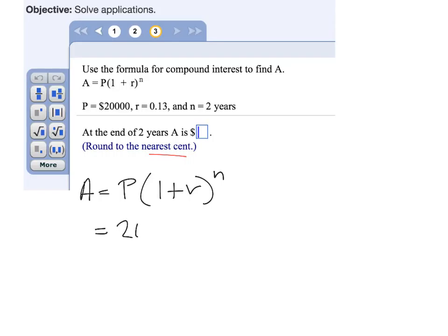So P is 20,000. How do I know that? Because it says so right here. Then we're going to have a parenthesis, 1 plus 0.13. And how do I know that? Well, because it says take R and replace it with 0.13. And then that's raised to the second power because it says n is 2. So we're going to replace the n with 2. And so now we're going to use our calculator.